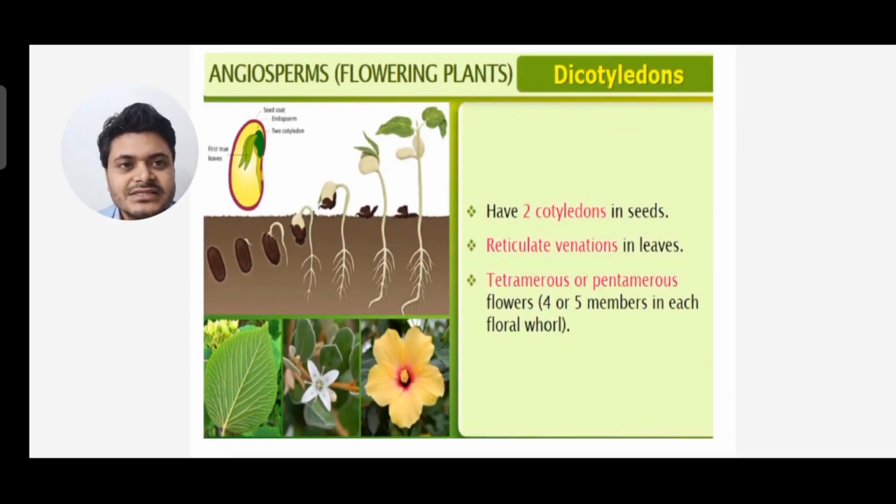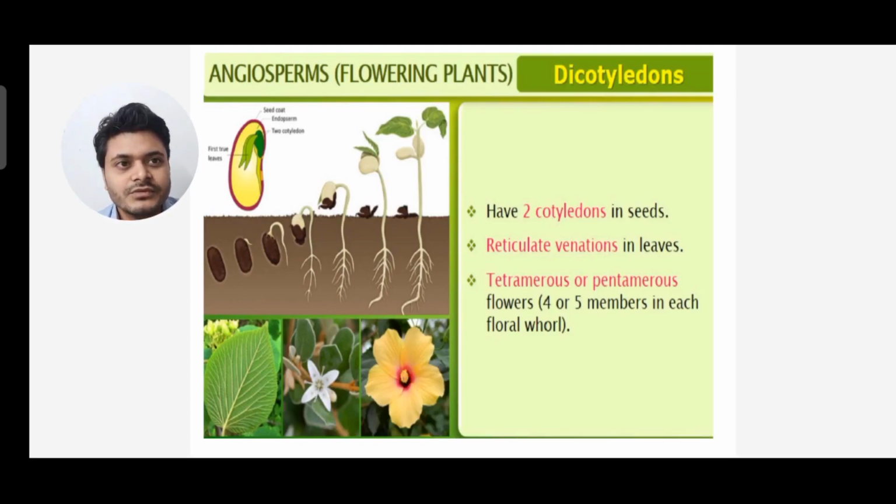You can see the seeds, how they are forming a plant body. Dicot means they have two cotyledons in the seed. They have reticulate venation in leaves, and they have tetramerous or pentamerous flowers. Tetra means 4 petals, penta means 5 petals, so 4 or 5 members in each floral whorl.